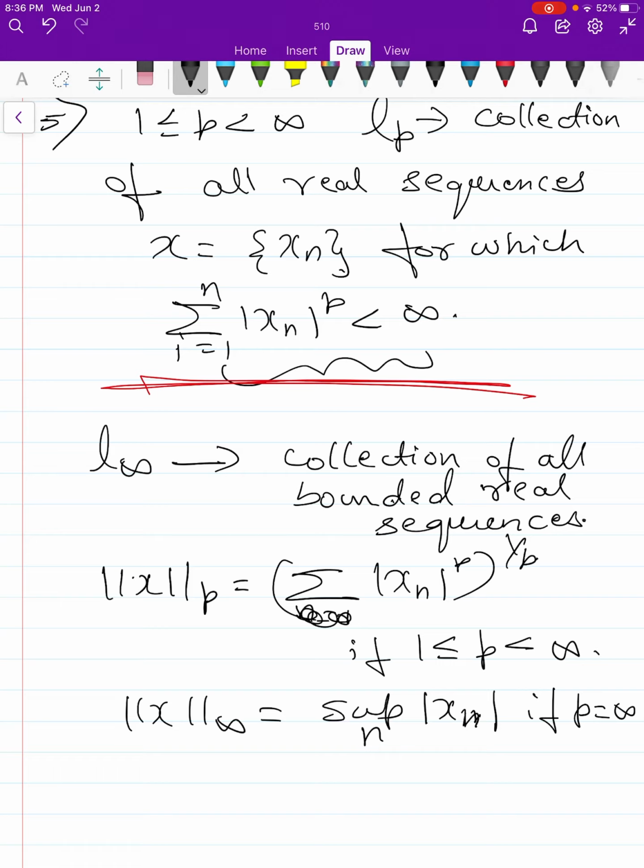So this is the norm defined on LP for the cases p equal to 1 and p equal to infinity. That is very easy to check. You can work on that. And the case p equal to 2 requires special attention, and the proof of that you can find in any book.